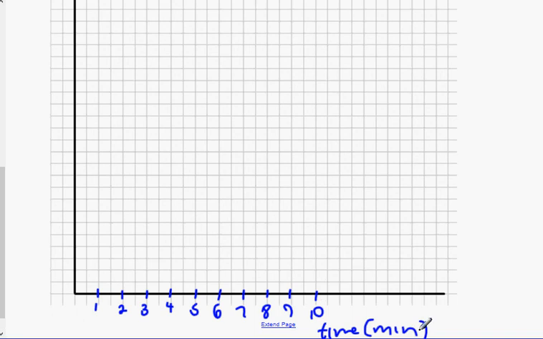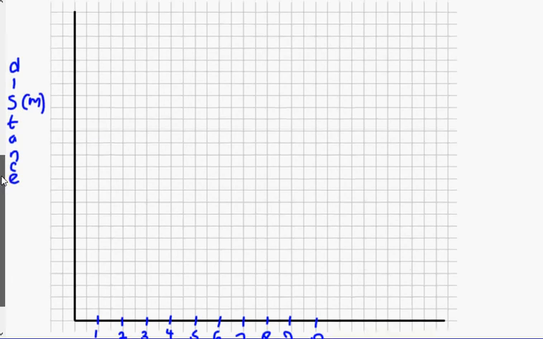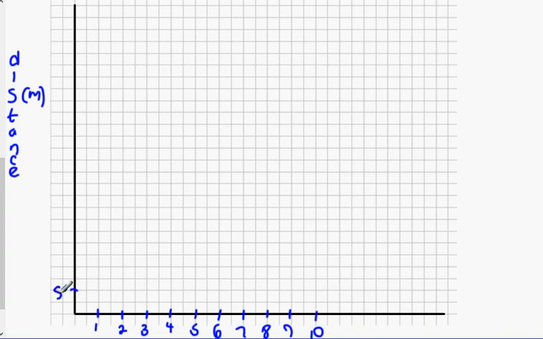Time is in minutes. Very important you write that down. And this is going to be distance, and distance is going to be in metres. How high do we have to go up in metres? We have to go all the way to 400, don't we? So maybe 50 would be a good one to do. 50, 100, 150, 200, 250, 300, 350, 400, 450, 500. Okay, so that's good.